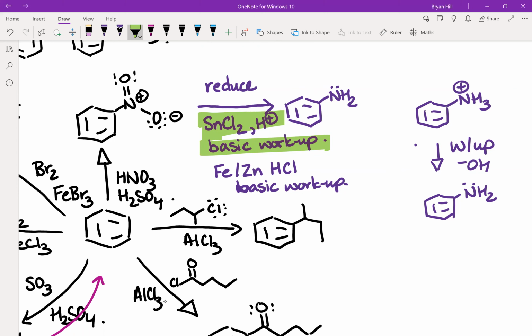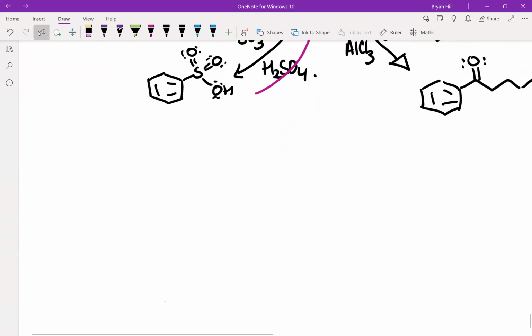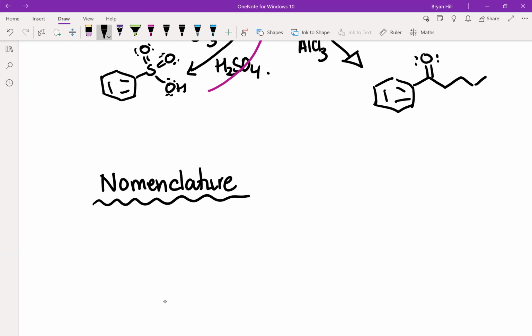Okay, all of this is very interesting, but it gets even more interesting when you do these reactions when you've got different substituents on your ring, because that is far more interesting. Okay, so let's do some nomenclature. Just some really basic nomenclature of a ring.